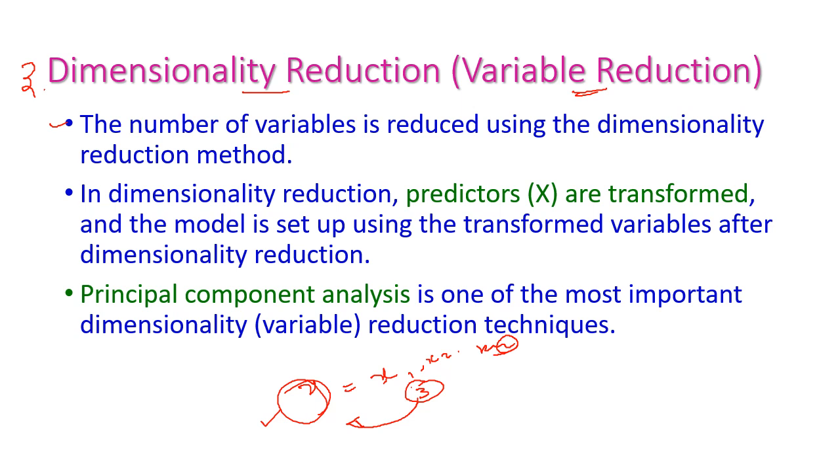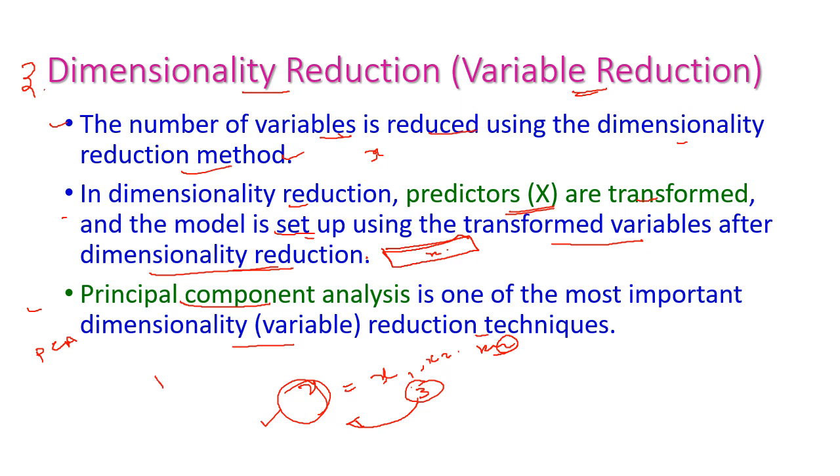That means the number of x variables is reduced using the dimensionality reduction method. In dimensionality reduction, the predictors x are transformed and the model is set up using the transformed variables. After dimensionality reduction, we select only the best suitable independent variables, that is x variables. Principal component analysis, that is PCA, is one of the most important dimensionality reduction techniques. By using this we can easily find the best suitable x variables, which are used to predict the y variable, that is the target variable.